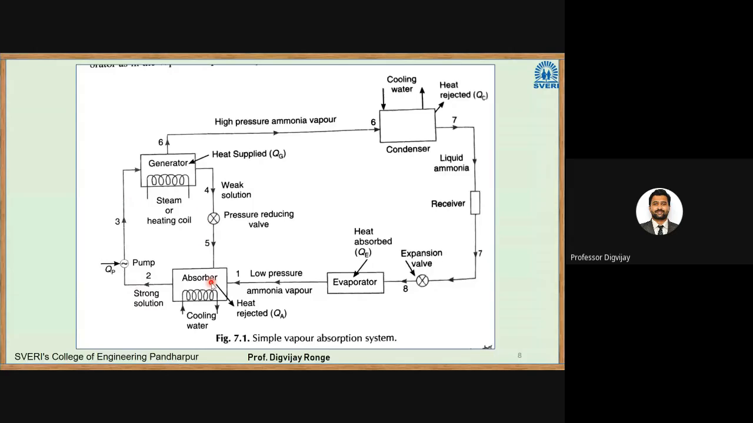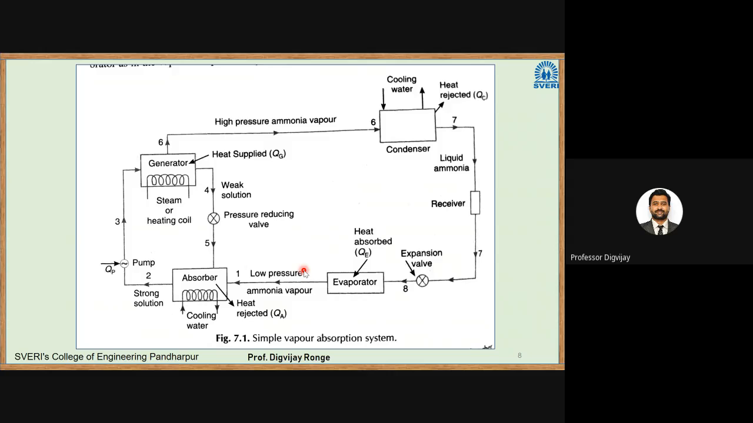So in VRS system, there are two cycles involved. If I talk about the absorber, in this case, absorber is water. Its cycle will be only absorber to pump, pump to generator, generator to pressure reducing valve, then again to absorber. If I talk about the refrigerant cycle, it will be evaporator, absorber, pump, generator, then condenser, then receiver, then expansion valve, and then evaporator. So there are two cycles involved in it.